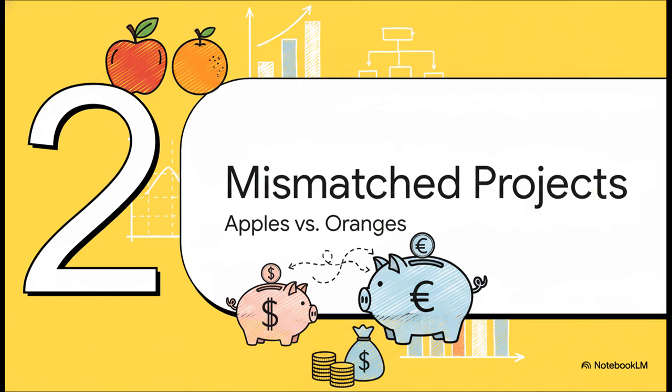All right, so we've tackled inflation, but what happens when the projects you're comparing aren't perfect matches? I mean, what if they have totally different costs or they run for different lengths of time? This is where it gets tricky. It's like comparing financial apples to oranges.